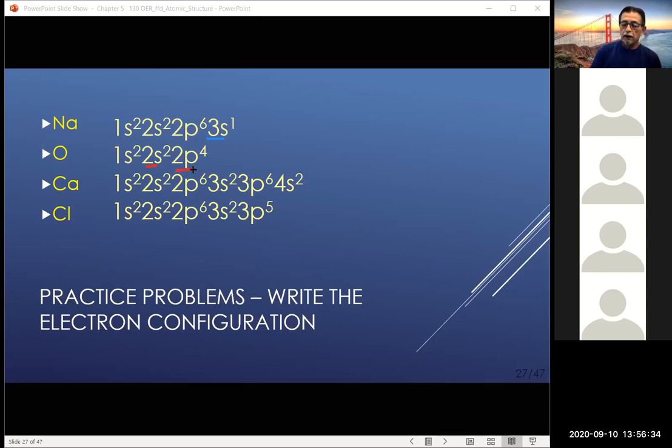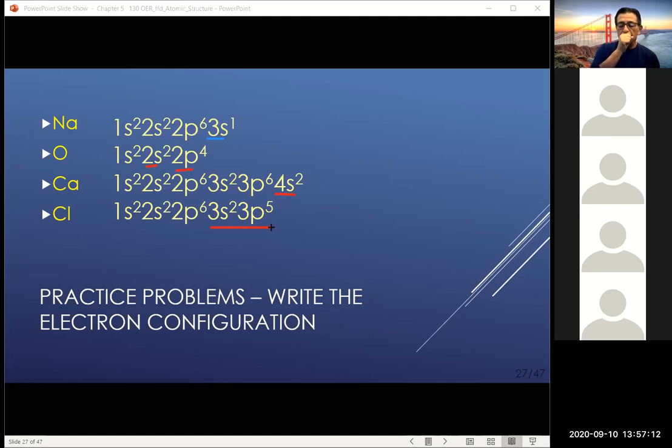Oxygen has 6 valence electrons, and they occupy the second energy level. So it has a total of 8 electrons. Calcium is another one we just did. Calcium is in group 2. It has 2 valence electrons that occupy the 4th energy level, 4s2. And then chlorine, being in group 7, has 7 valence electrons, denoted by the superscripts here, 2 and 5.